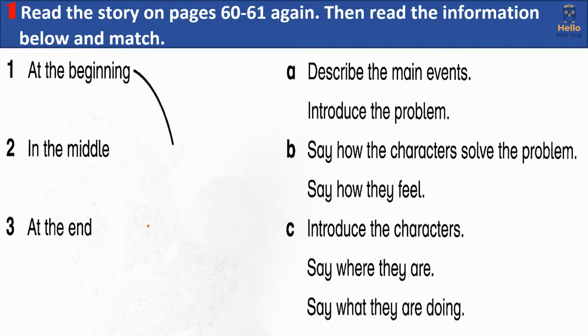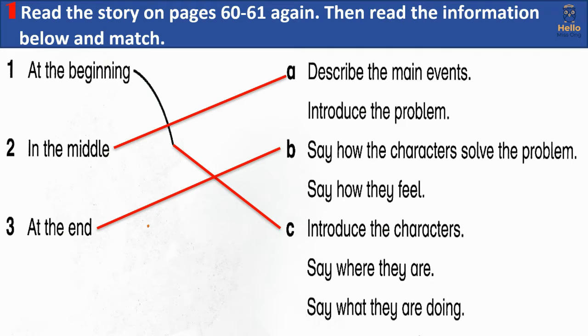1. At the beginning, we introduce the characters, say where they are, and say what they are doing. 2. In the middle, we describe the main events and introduce the problem. 3. At the end, we say how the characters solve the problem and say how they feel.